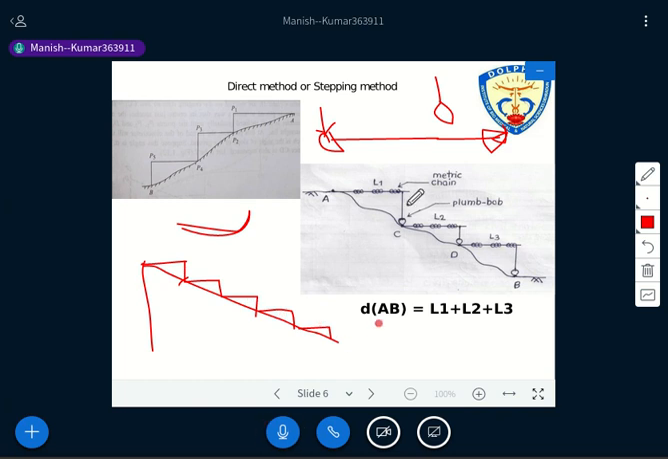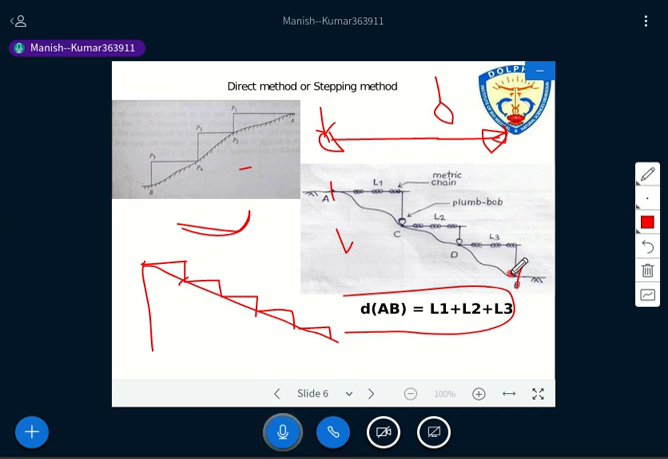Now just look at this image and you can easily understand. This is L1, this horizontal distance L2, L3. Now we are reaching from station A to station B, the measurement points we have. So we have to add L1, L2 and L3. D_AB is L1 plus L2 plus L3. So this is the horizontal equivalent of this sloping length. Is it clear to all of you?